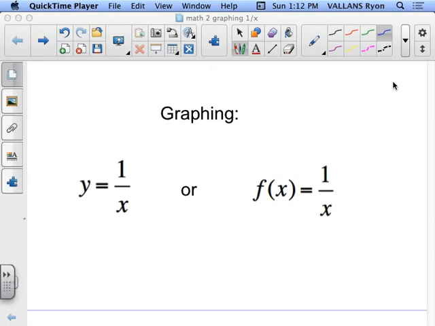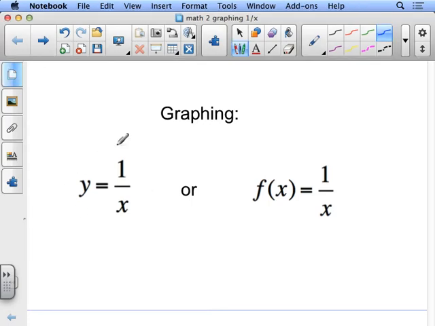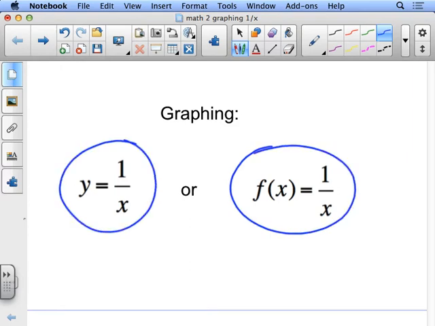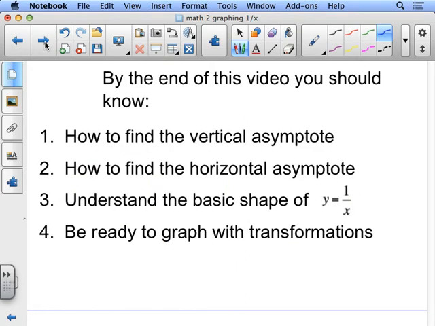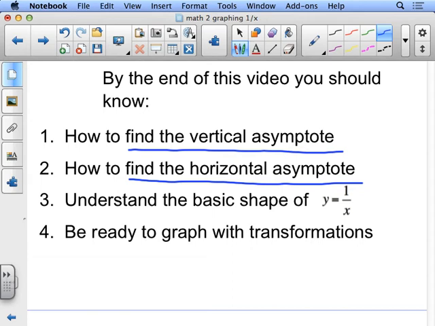All right, guys, we're going to talk about the very basics of graphing y equals 1 over x, which can also be written as f of x equals 1 over x. Okay? So just a few key points by the end of this. You should be able to find the vertical asymptote and understand what that means. Find the horizontal asymptote, know what that means, and understand the basic shape of 1 over x.